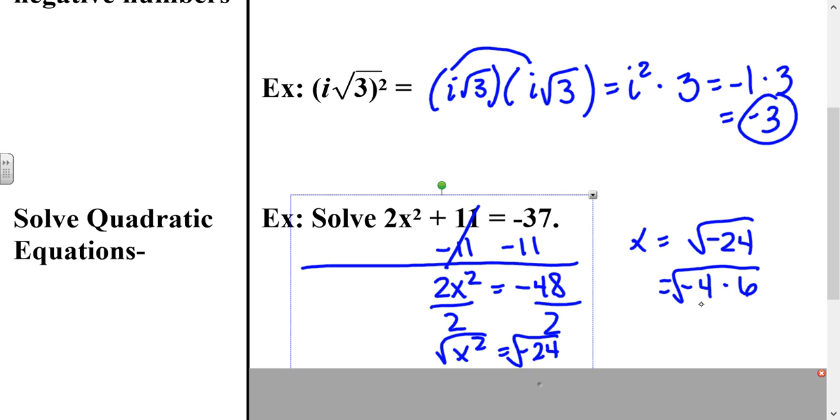So the square root of -4 would be 2i, because the square root of 4 is 2, and the negative part becomes the imaginary number i. So I would get 2i, and then square root 6. And remember, you always want to put your plus or minus sign in front, because the answer could be positive or negative when we take the square root. So this would be the solution to my equation.